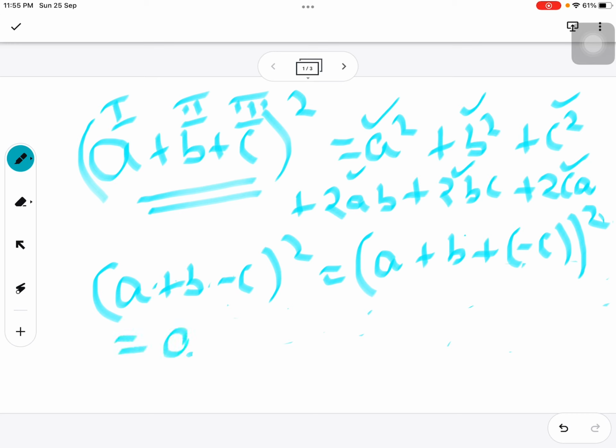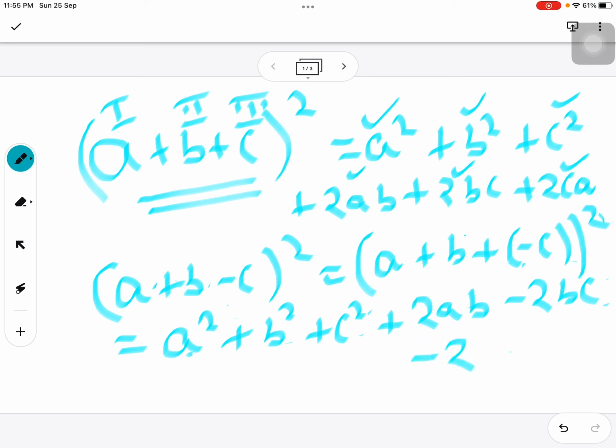First term square, that is a square, second term square, that is b square, third term square, that is c square, plus 2 into first term into second term, that is 2ab, plus 2 into second term into third term, b into minus c, that is minus bc, so that is minus 2bc, plus 2 into third term into first term, minus c into a, that is minus ca, so minus 2ca. Okay, hope that's clear.